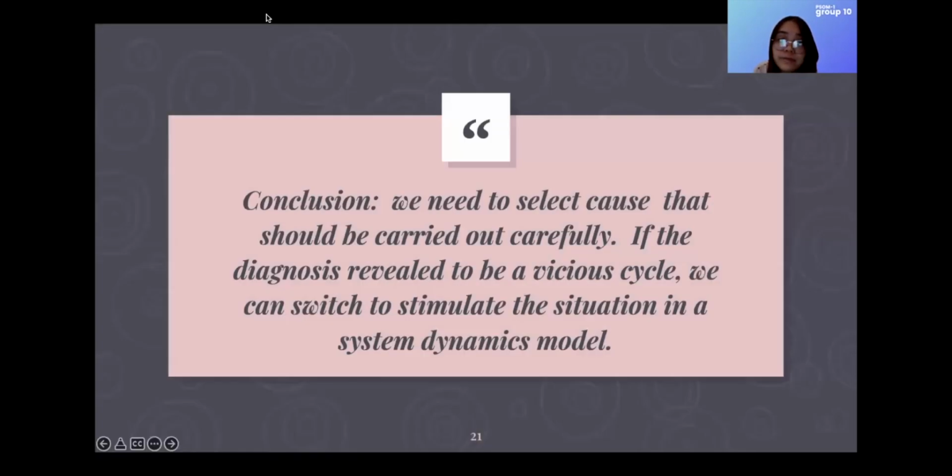So the final step for this stage is to determine the relative importance of causes. Since not all causes are equally important to the problem, and to not waste any resources, we need to select the one or many that should be carried out carefully. We can also conduct a quantitative study to get a different opinion on evaluating each cause, given the improvement potential and problem. If the diagnosis reveals a vicious cycle, we can switch to simulating the situation in a system dynamics model.